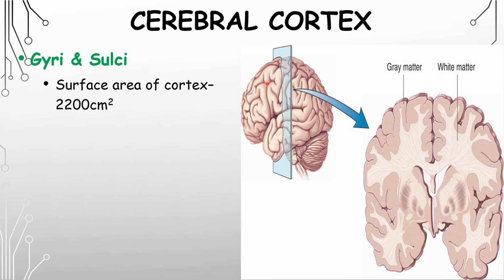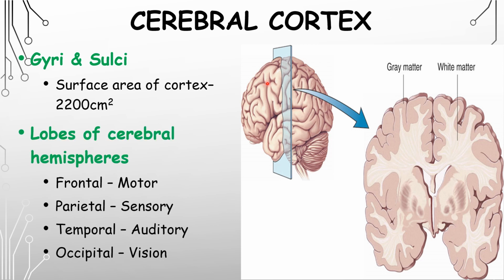The cerebral cortex follows the irregular contour of the gyri and the sulci. Because of the foldings, the total surface area of the cortex is 2200 square centimeters. Now, the different lobes of the cerebral hemisphere.